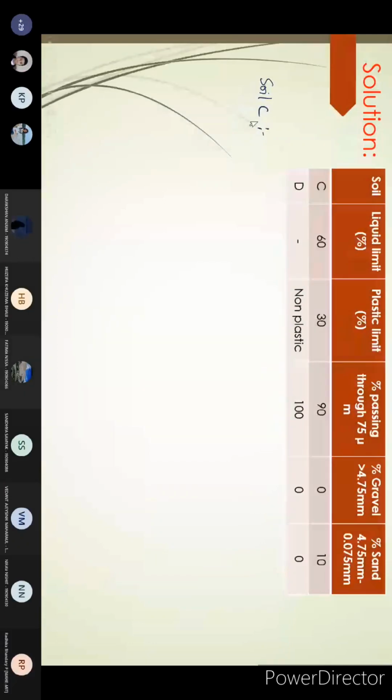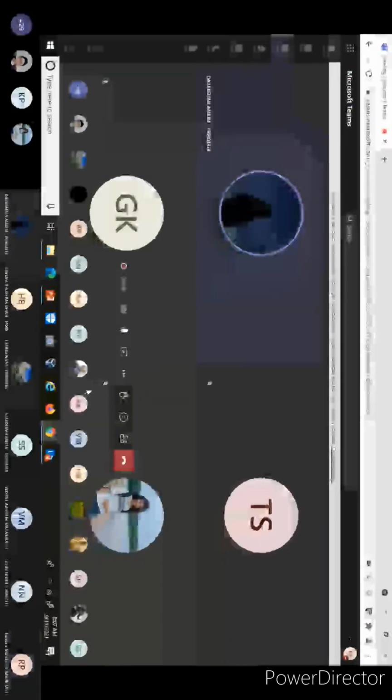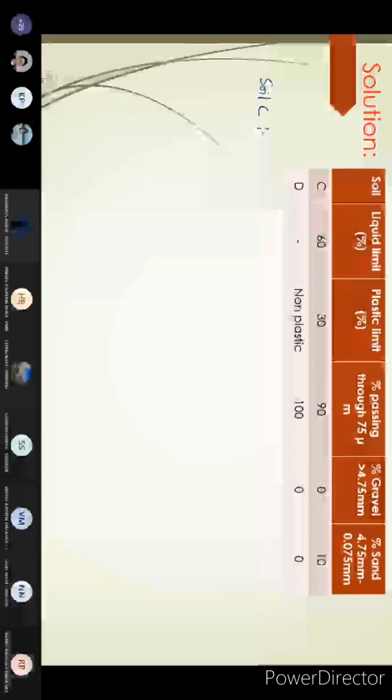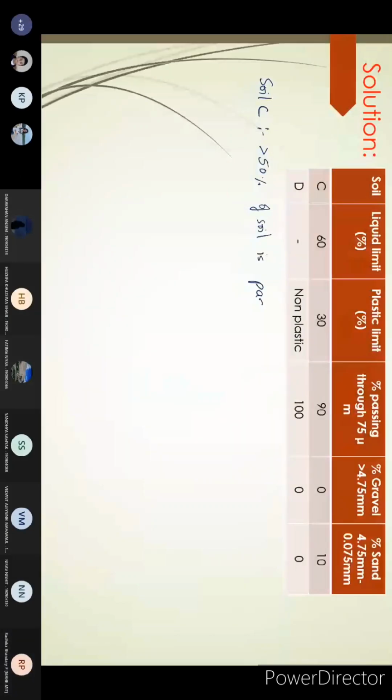Fine-grained soil. So we have to write why it is fine-grained soil. More than 50% of soil is passing through the 75 micron sieve. So hence, the soil is fine grained soil.